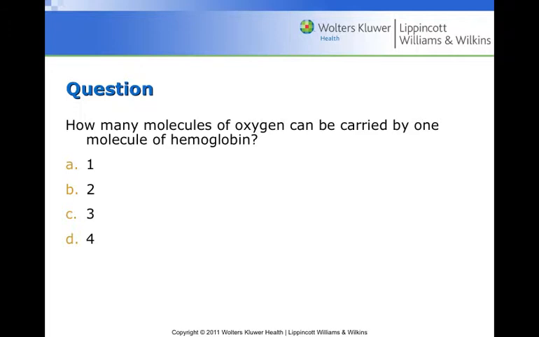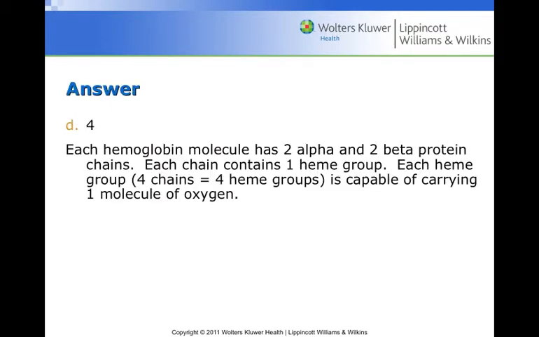Question: how many molecules of oxygen can be carried by 1 molecule of hemoglobin? And the answer is 4. Each hemoglobin molecule has 2 alpha and 2 beta protein chains. Each chain has 1 heme group, so 4 chains equals 4 heme groups, and each heme group is capable of carrying 1 molecule of oxygen, so a total of 4.